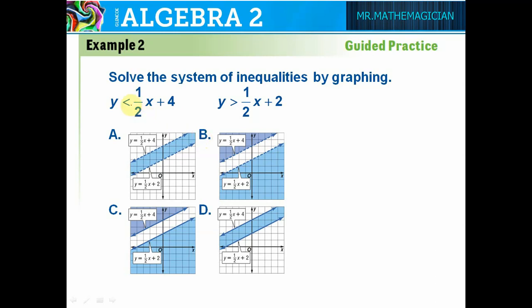So for this line, the shading is below, and for this line, shading is above. This line cuts at 4. This line cuts at 2. In both cases, they cut at 4 and 2. So the shading will make the difference. This is below and this is above, so the accurate choice should be A.